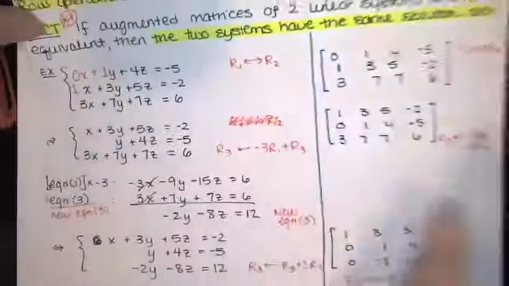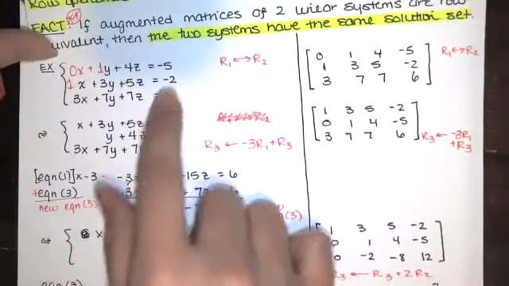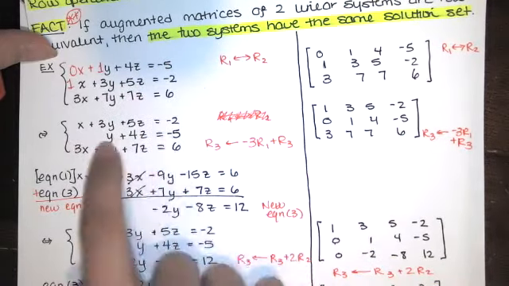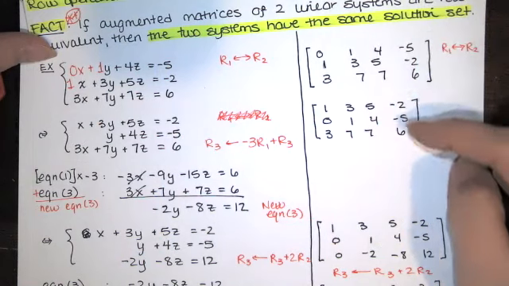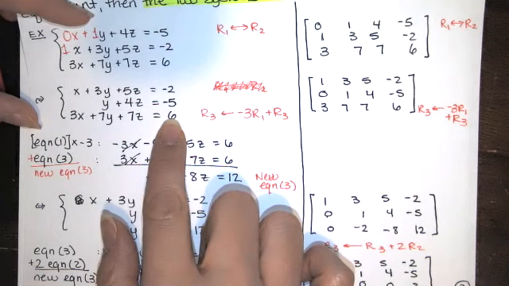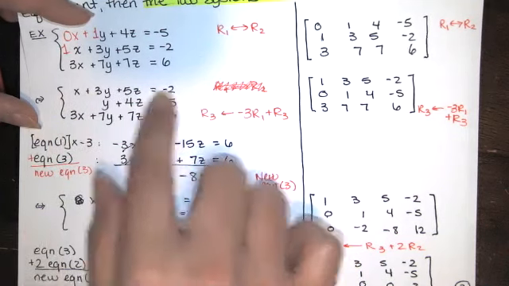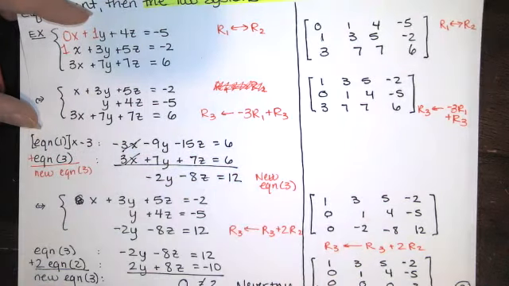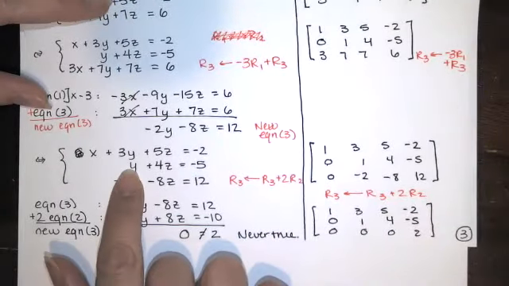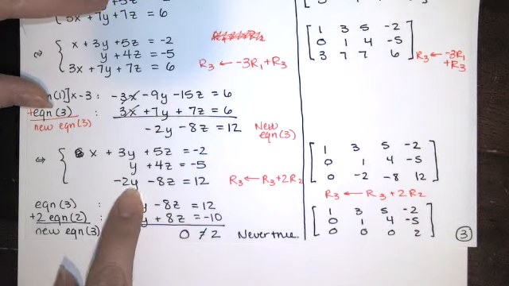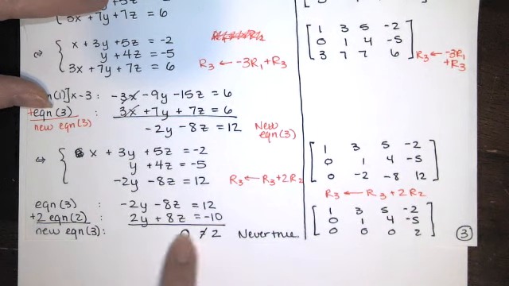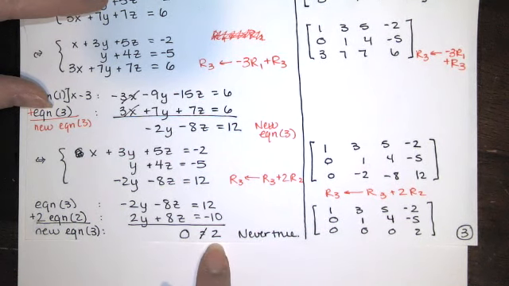We practiced that with this example right here. We switched the first and second equation, which was the same as switching the first and second row. Then we took the third row and replaced it by the third row plus 3 times the first row in order to get rid of that x. We ended up here. And then we saw we had a negative 2y and a y. To get rid of that y, we took this equation, multiplied it by 2, and added it to that equation, and we ended up with this statement that 0 is not equal to 2.